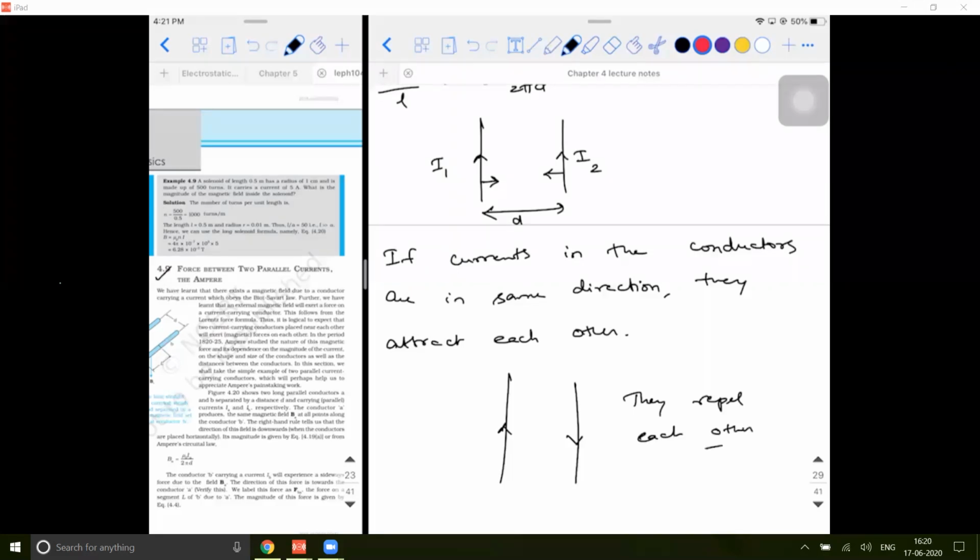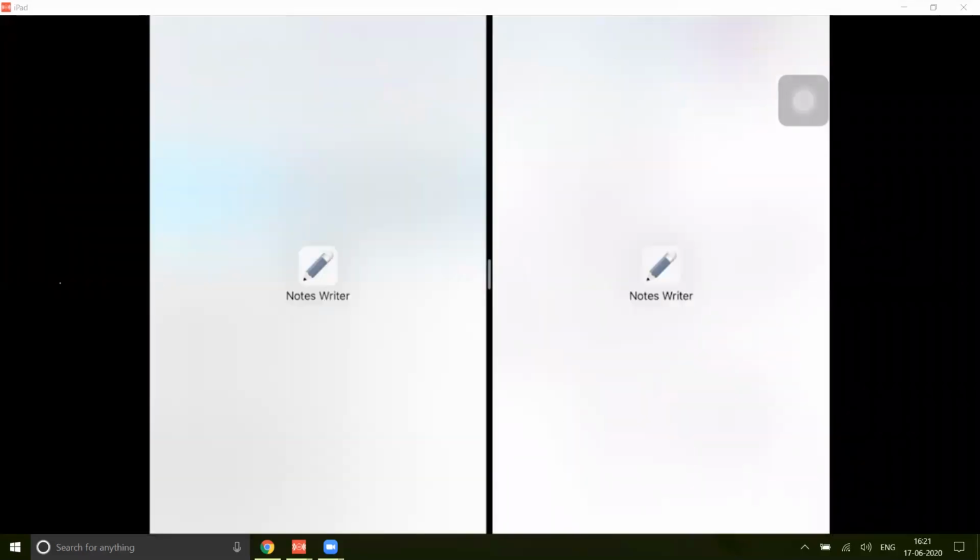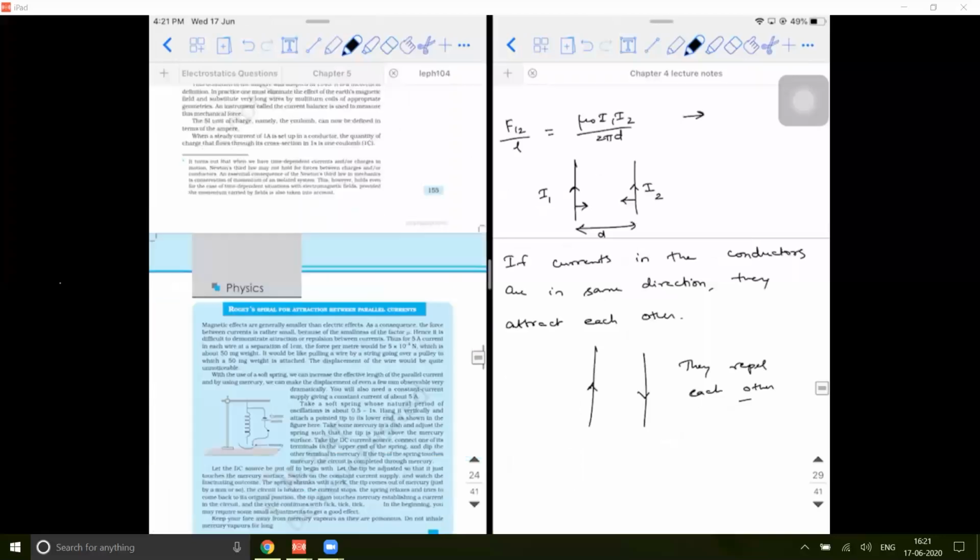When these kinds of questions are asked, along with the magnitude, they will ask you whether attraction or repulsion is taking place, which carries half a mark. But you should have clarity about it. So this is how it works. This is all about this concept.